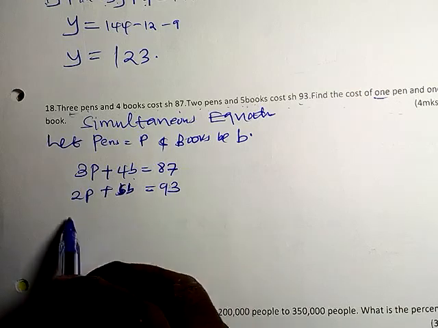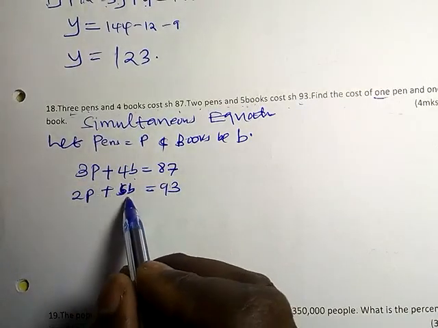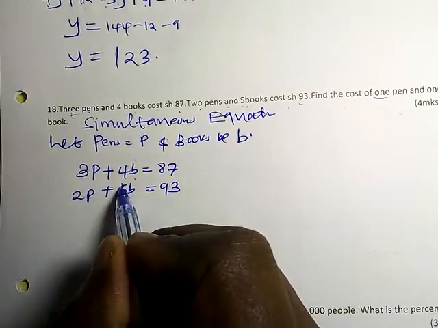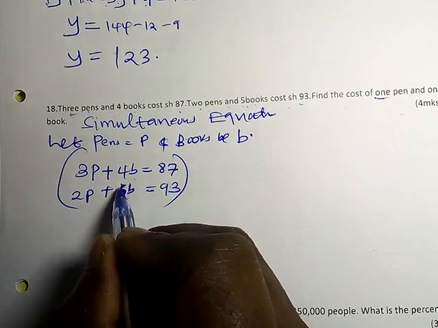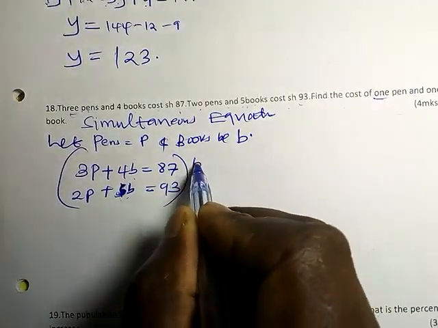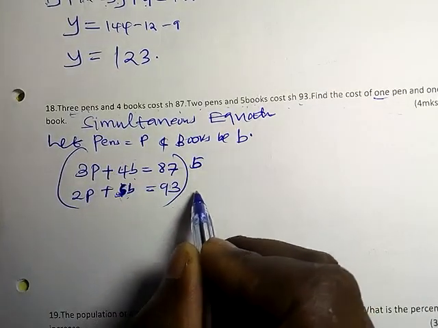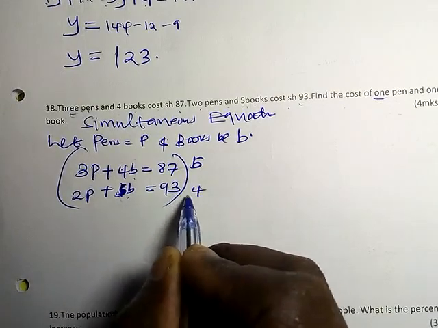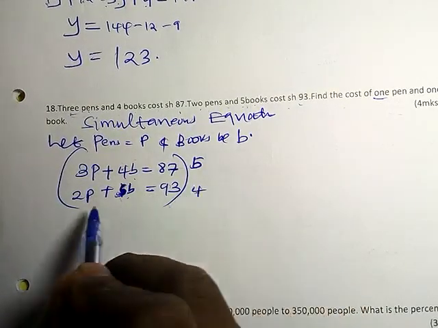To do elimination means we are going to eliminate 1. So let us eliminate B. If I want to eliminate B, what I will do, this is 5, I will multiply the upper equation, all of it, by 5, and this 4 I will multiply with 4 here because I want to eliminate B.